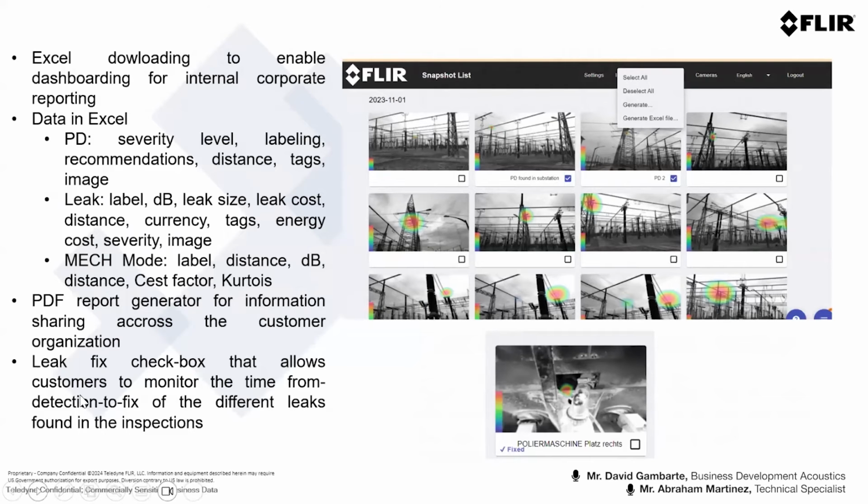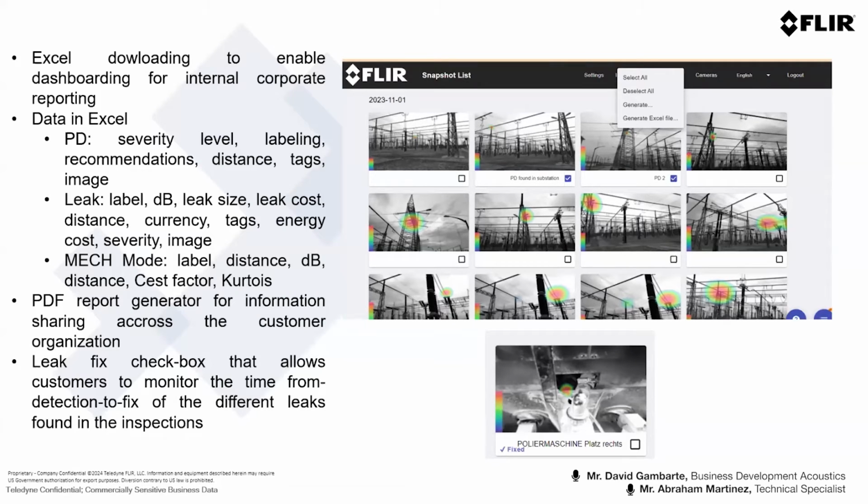So this is just, I'm showing here a couple of screenshots of our cloud. The Excel download to enable dashboarding for internal corporate reporting is possible. You can download in Excel, also in PDF. The data in Excel for partial discharge is severity level, labeling, where you are adding labels to the different snapshots, recommendations given by us, distance, or by our system, distance, tags, image, of course.